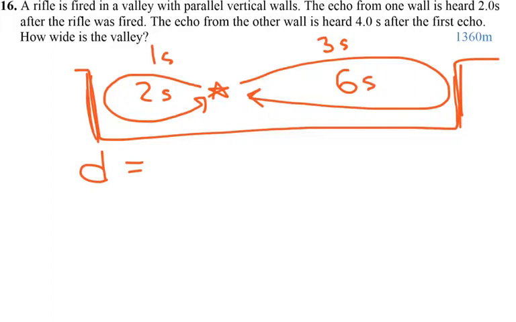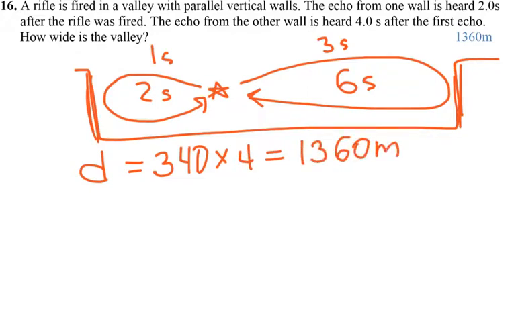They don't give you velocity, so that's again 340 times the time, which is 4 seconds. That gives you 1360 meters.